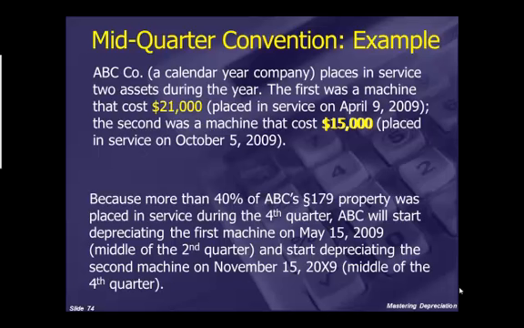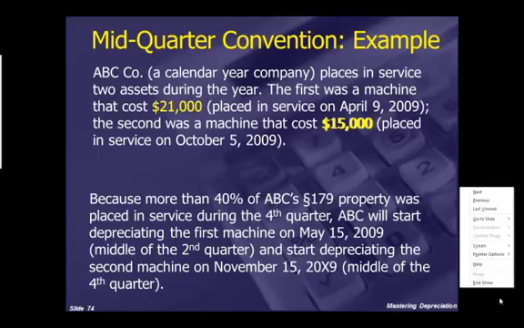Now, when you total that up, 21 and 15 adds up to $36,000. And then if you look at 15,000 divided by 36,000, you're going to find that that's more than 40%. So because more than 40% of ABC's Section 179 property, this personal property, was placed in service during the fourth quarter, ABC will start depreciating the first machine on April 15th, 2000.